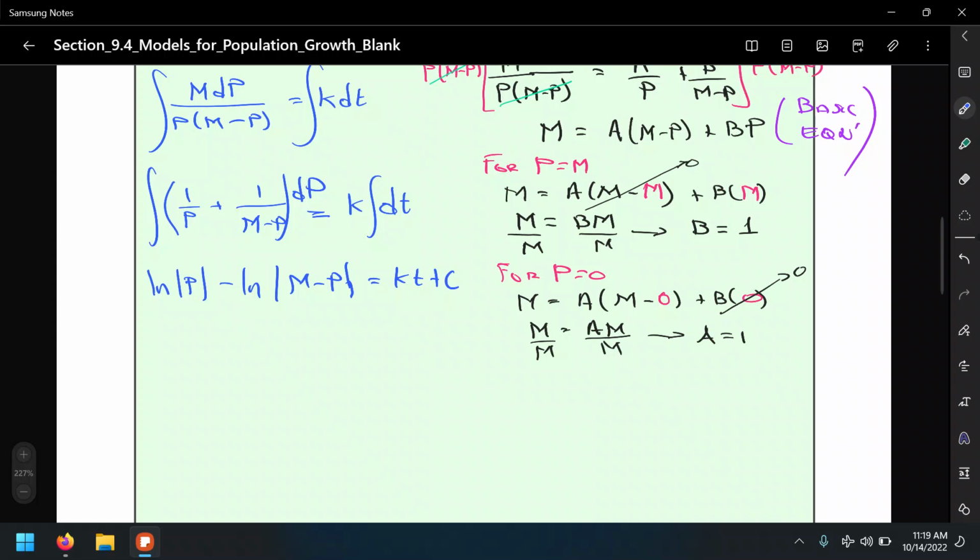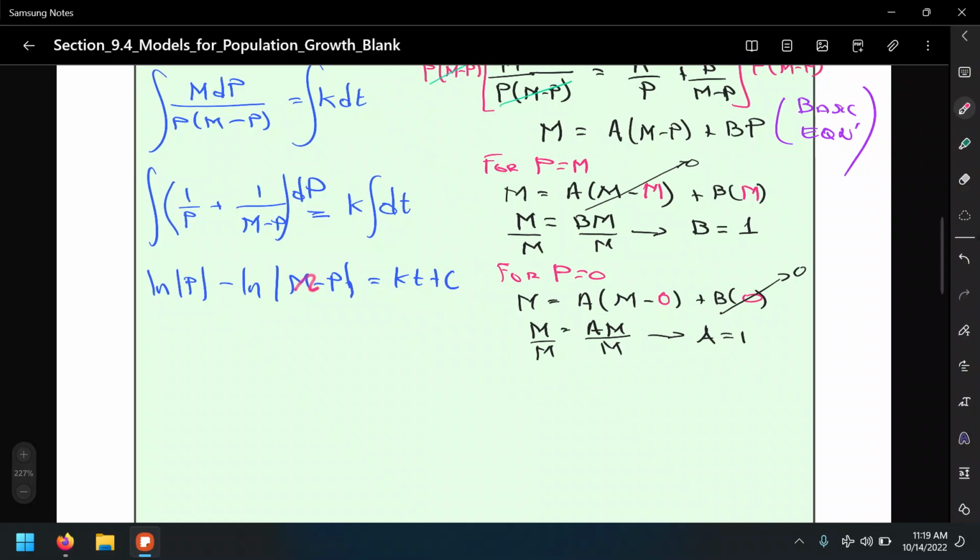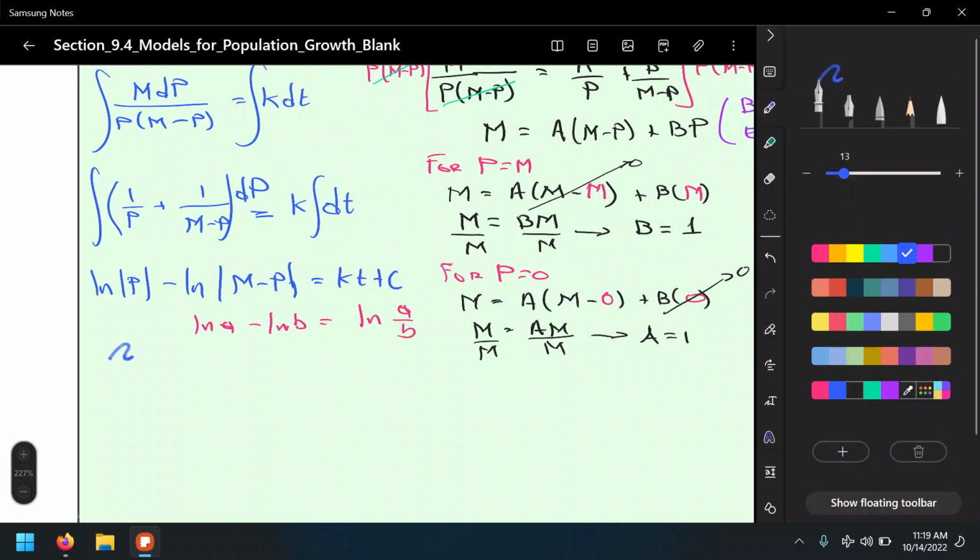Okay, let's do some algebra here. Let's go back to pre-calculus and look at a bunch of properties of logarithms. Remember the quotient rule or the difference rule? Whenever we have the difference of logarithms, that's the quotient rule, a over b. So I'm going to write this as a quotient: ln of absolute value of p over m minus p equals kt plus c.